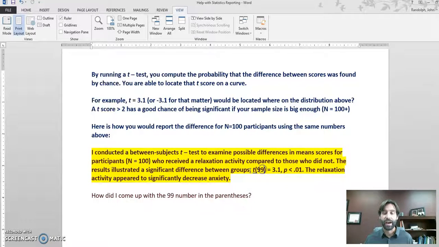Well, that is n minus 1. In a t-test, that's the degrees of freedom. And you subtract 1 from your total n, from your total number of participants. That's your degrees of freedom. It's really simple in a t-test, n minus 1.